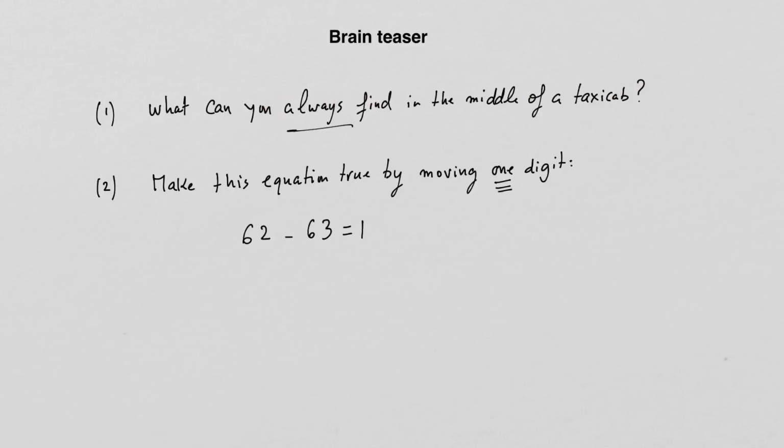The second brain teaser. Here is an equation. We know this is not true. 62 minus 63 is negative 1. Make this equation true by moving 1 digit.